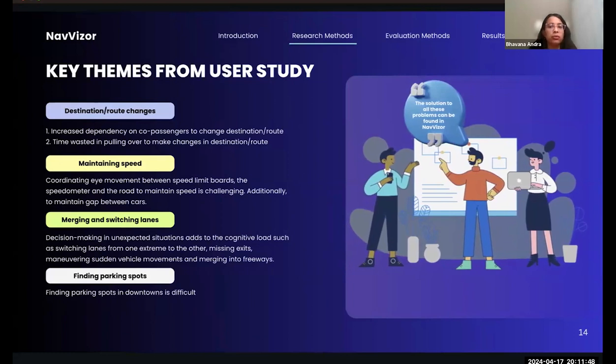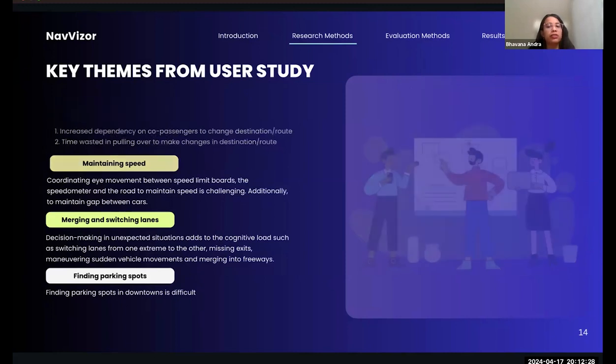To summarize our themes, while changing destination, there is always a dependency on co-passengers, or they have to pull over to adjust their destination. Maintaining speed has always been challenging for users, as well as coordinating eye movements with speed limit boards, which makes users more frustrated. Merging and switching lanes often led to an increase in cognitive load, leading to either missing their exit or ending up in unexpected situations like switching lanes. And lastly, as everybody knows, it's difficult to find a parking spot in downtown.